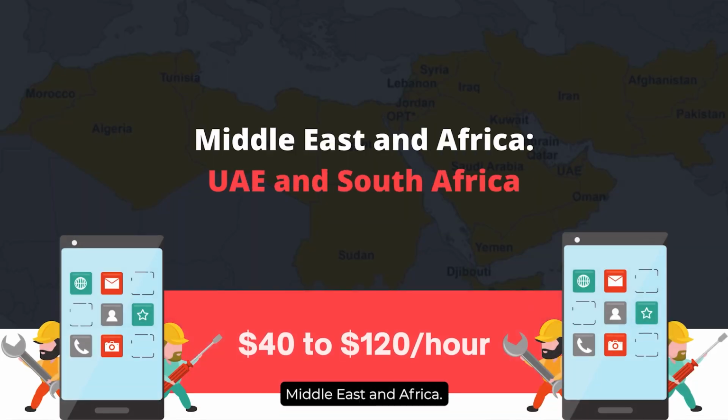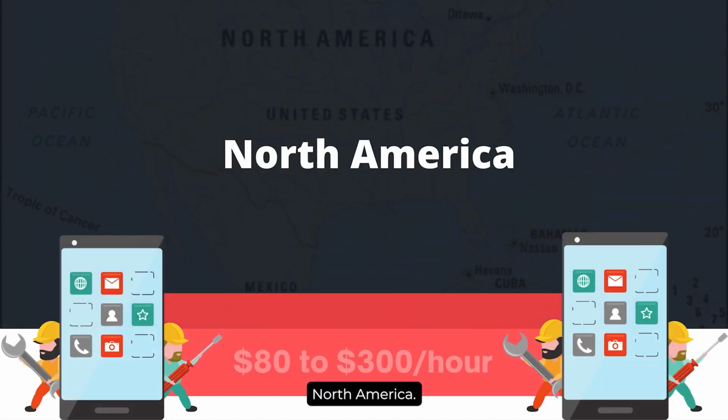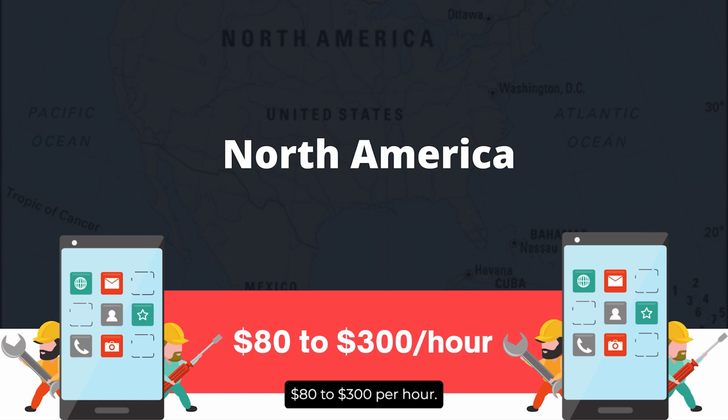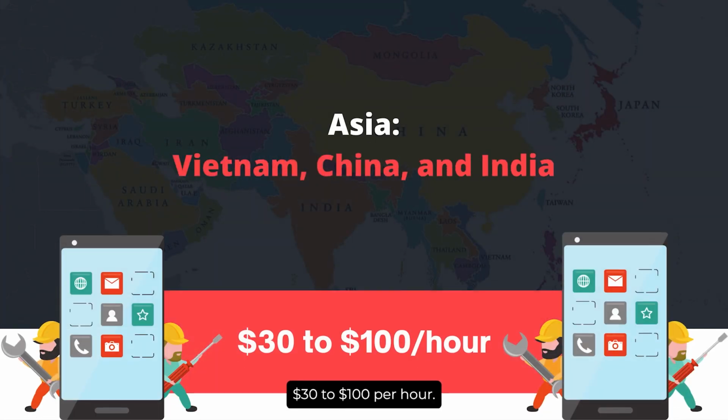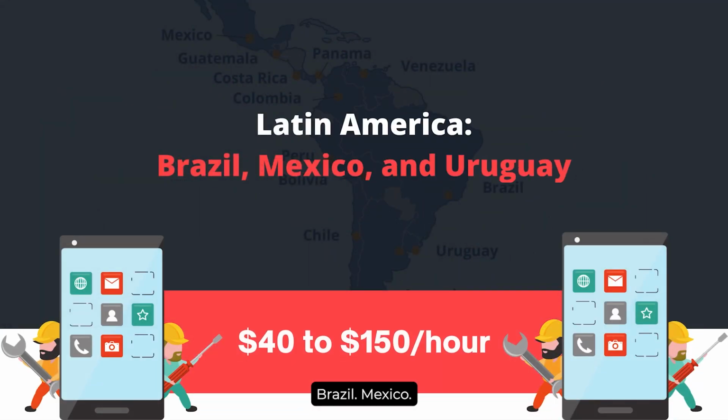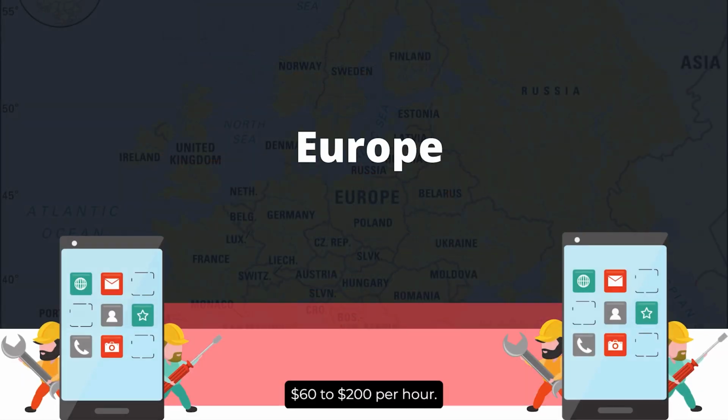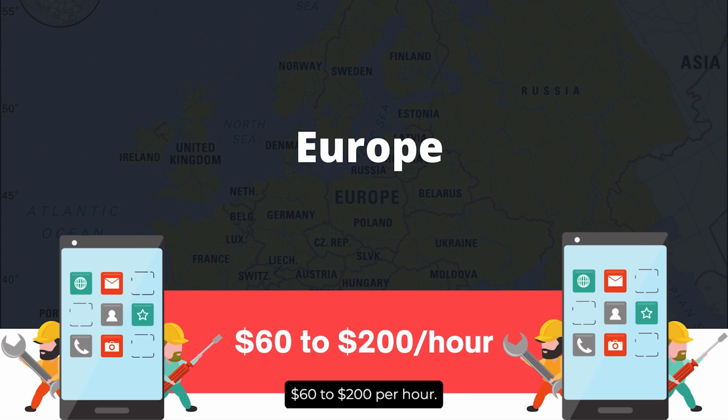Middle East and Africa, UAE and South Africa, $40 to $120 per hour. North America, $80 to $300 per hour. Asia, Vietnam, China, and India, $30 to $100 per hour. Latin America, Brazil, Mexico, and Uruguay, $40 to $150 per hour. Europe, $60 to $200 per hour.